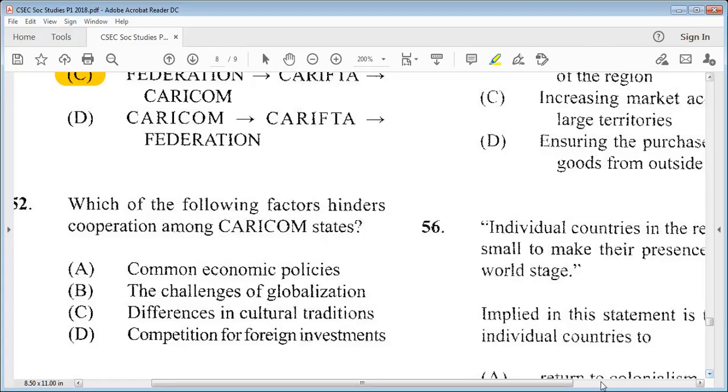We know it would not be common economic policies, no. Would it be the challenges of globalization? No. What about differences in cultural traditions? No. So the factor that hinders cooperation among CARICOM states would be competition for foreign investments. That would be our answer. Because if it is common, it means that it's among all the CARICOM states, so that would not be. So we see why our answer would be D, competition.